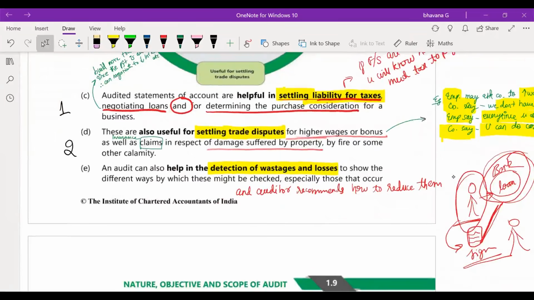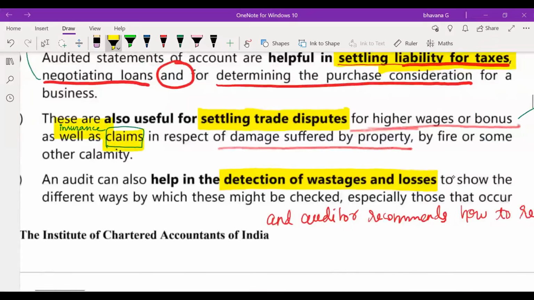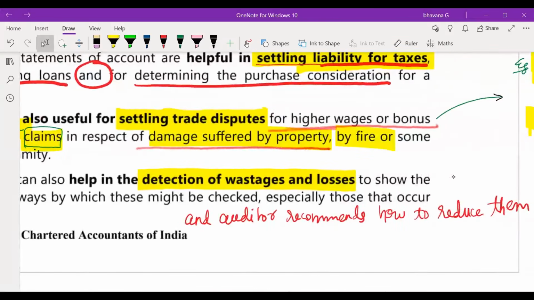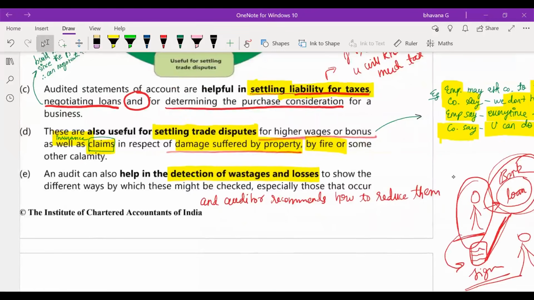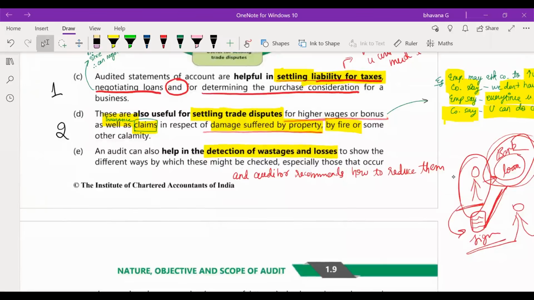Okay. Next, if there is some kind of an insurance claim that you want to make in respect of damage suffered by a property, by fire or something, and an auditor audits the financial statements, he will tell that yes, truly this much goods have been damaged. So the insurance company can also put in the trust and you can get more insurance claim. Or else, if the insurance company is not going to believe it, it will only give you less claim. Okay, that is one advantage.